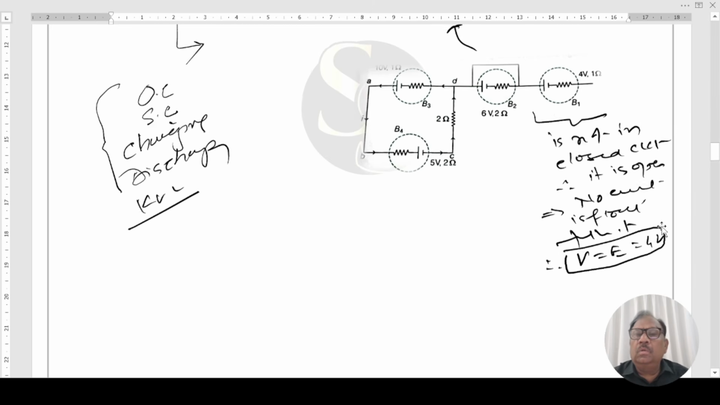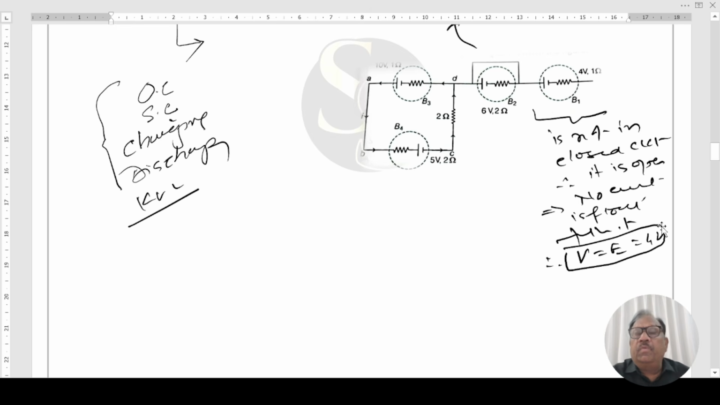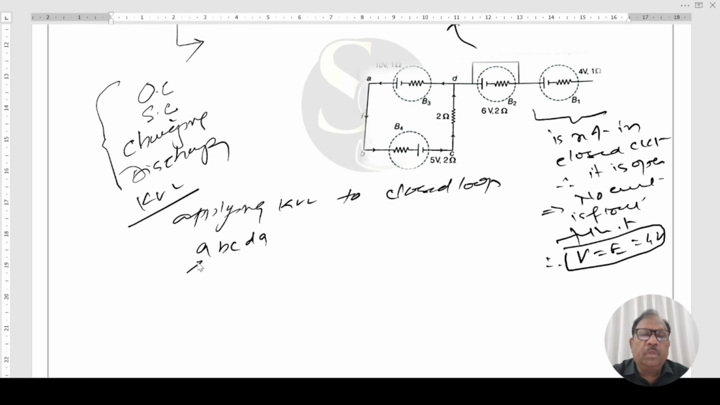Now, across B3 and B4, applying KVL to the closed loop A, B, C, D, A. Be careful. This point and this point should be same. Then it will become the closed loop. Direction is shown here like following this. The summation IR equal to summation E. KVL has been discussed in the earlier sessions. Right? I am again repeating. Summation IR equal to summation E.